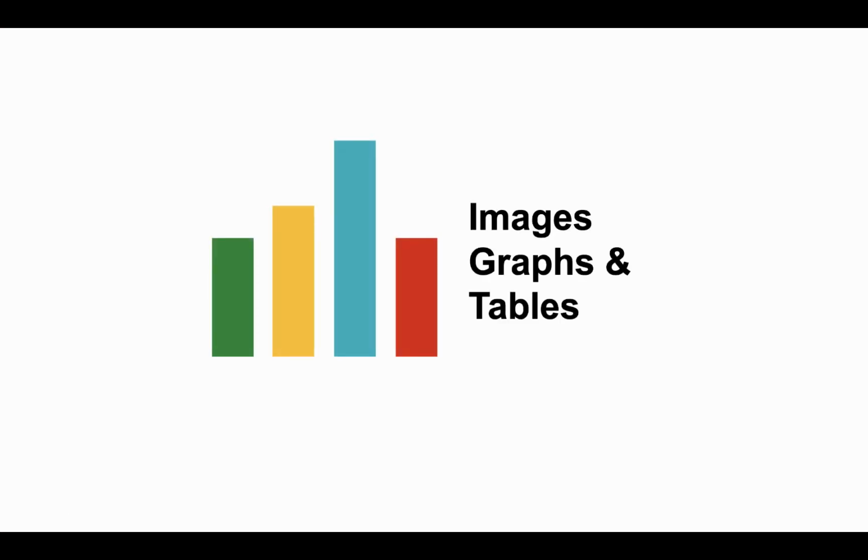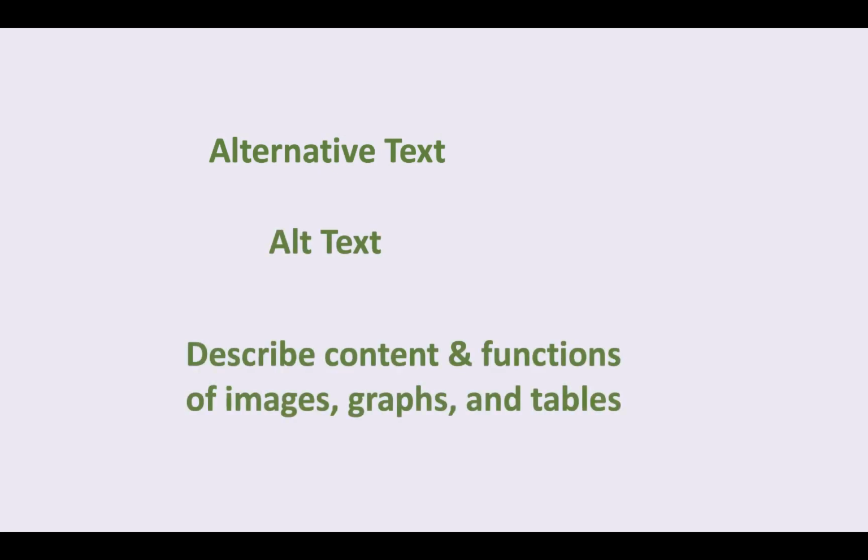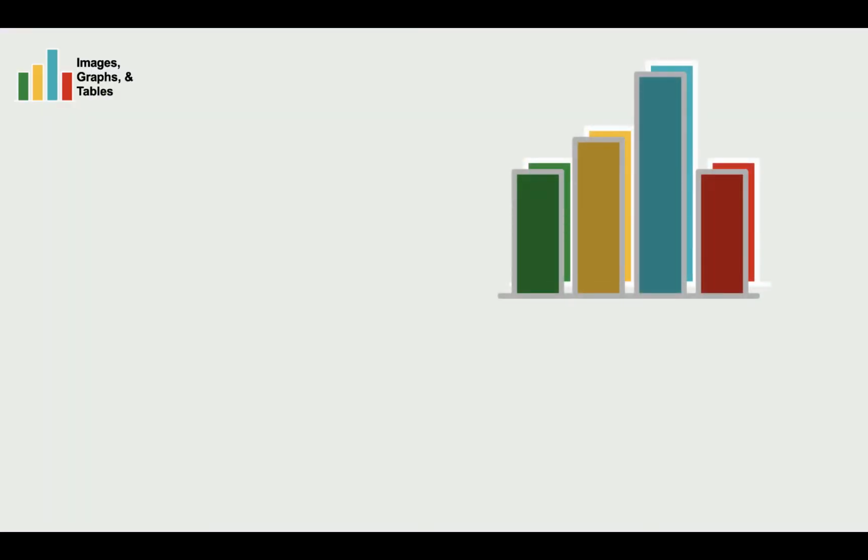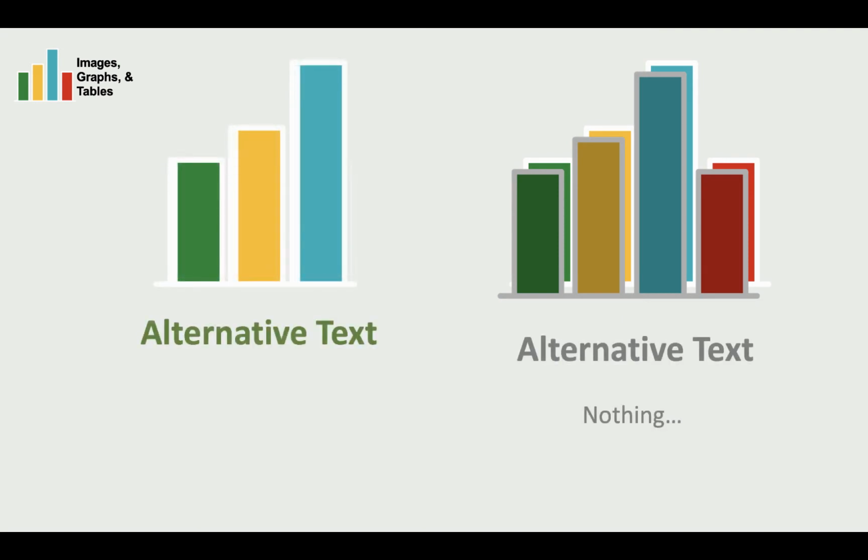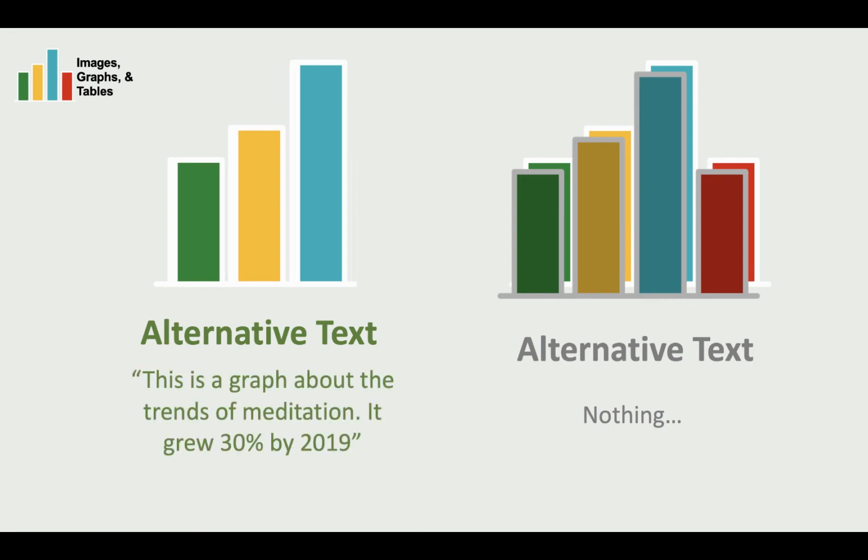Images, graphs, and tables. Alternative text, or alt text. It describes the content and functions of images, graphs, and tables for screen readers to read. Instead of adding an image without alt text, write useful alt text for your images and other non-text content. For example, this is a graph about the trends of meditation. It grew 30% by 2019. If your image is for decoration, write decorative.